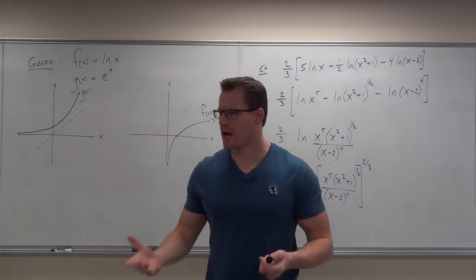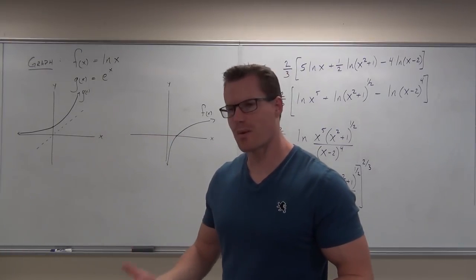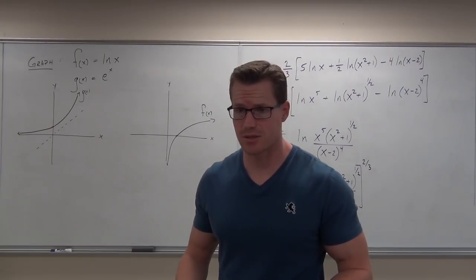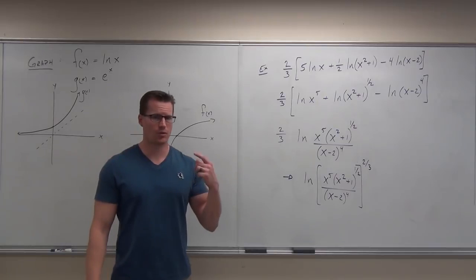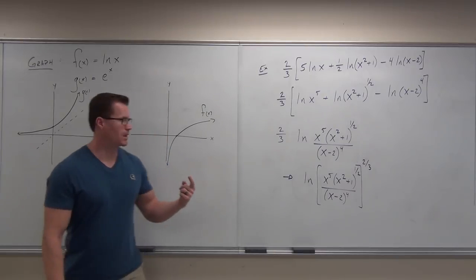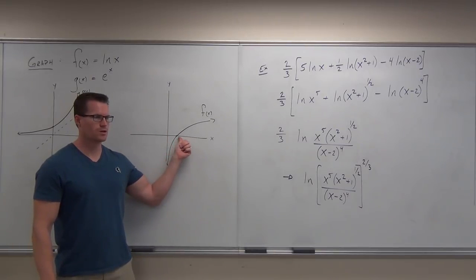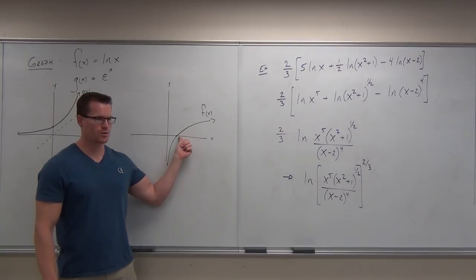You kind of need to know the graph of what we're working with because the properties are going to make a whole lot more sense to you. For instance, the very first property said, hey, when you plug in 1, you're going to get 0. Remember that ln of 1 is always 0? It's on the graph, it's right there.